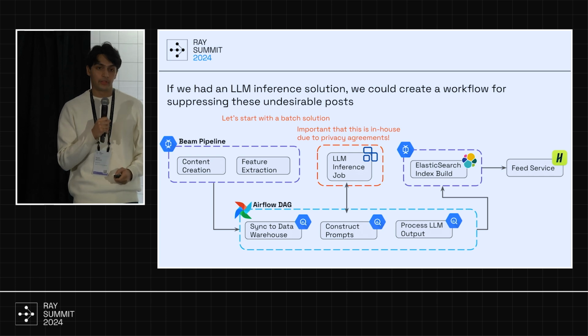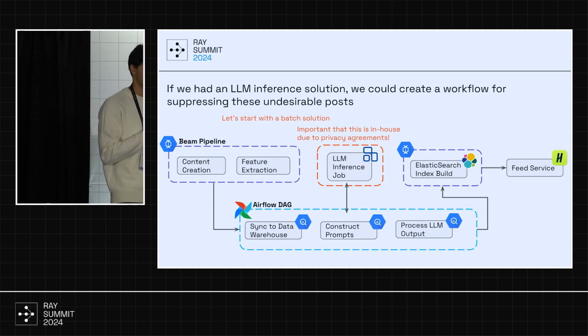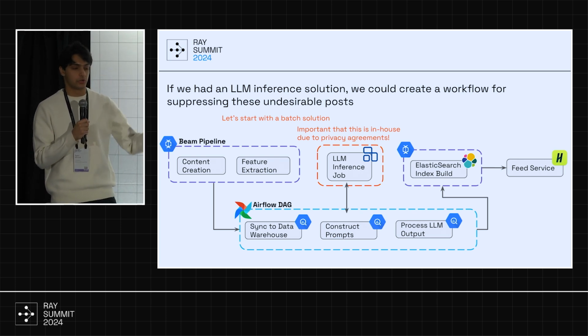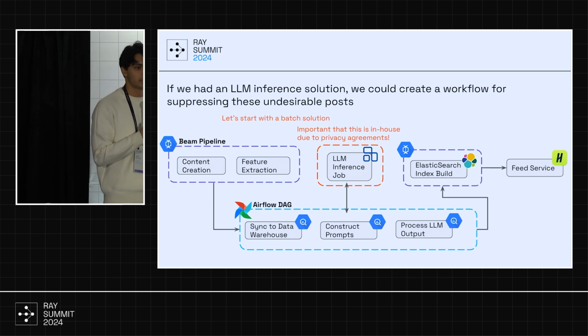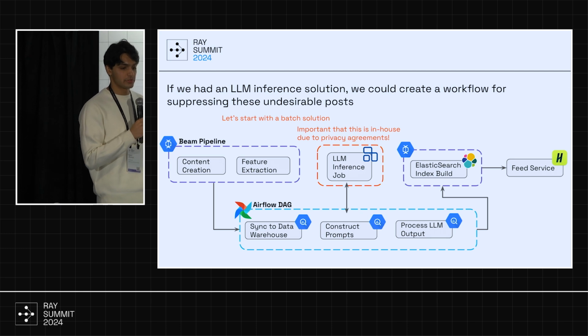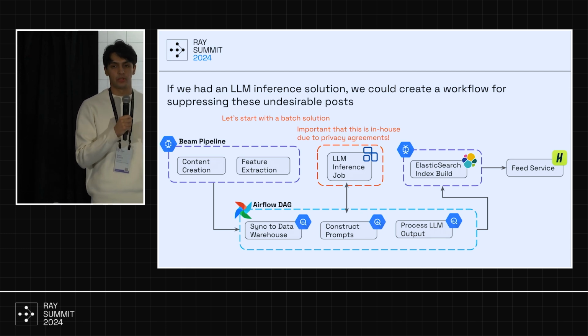All right, and then the last portion of this is that once we have this LLM inference job running and putting the data back into the data warehouse, and it's gone through some processing, we eventually index it and make it available for our service to start using for ranking and recommendations. So in our particular case, we use Elasticsearch as our index for content. And our feed service can access the different information available about the content from this index to decide how it wants to deal with these types of posts.